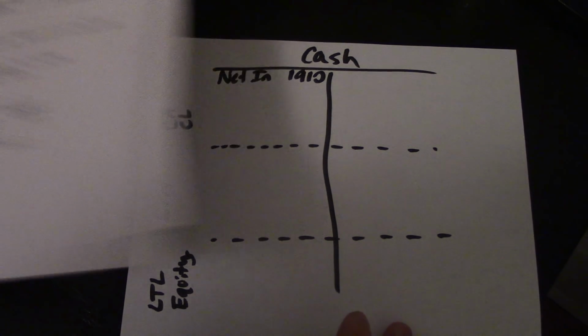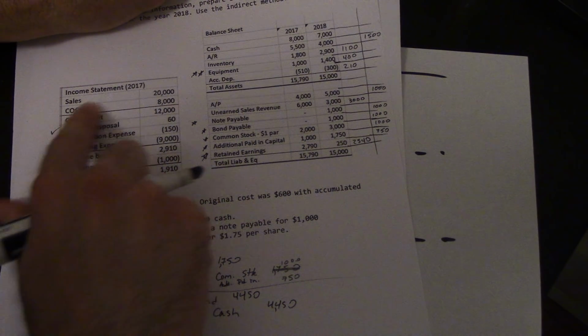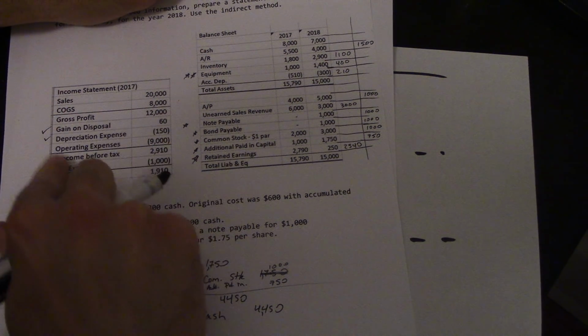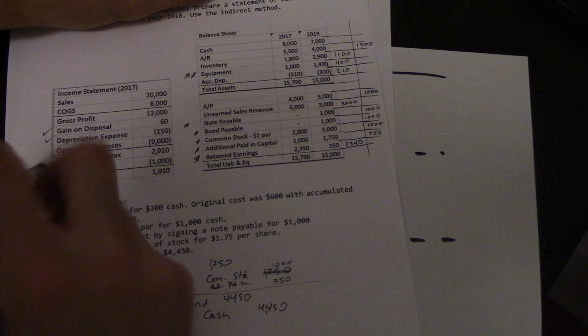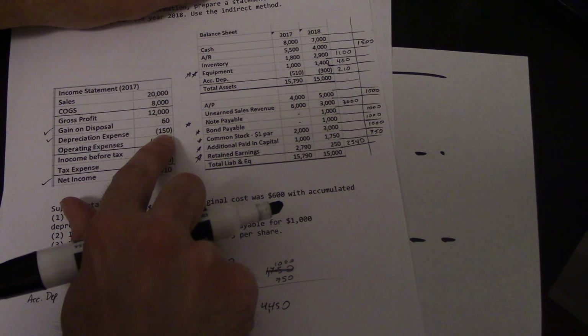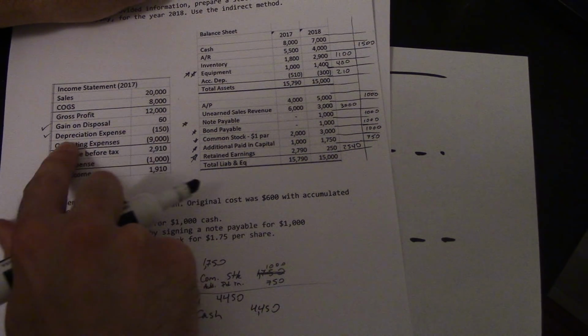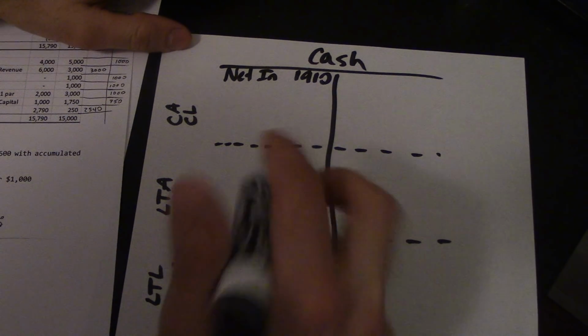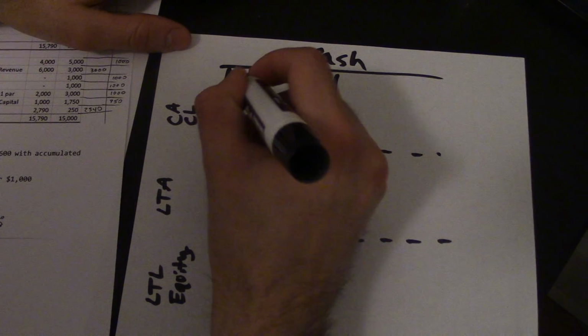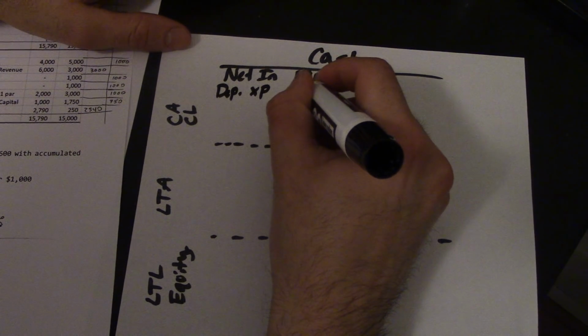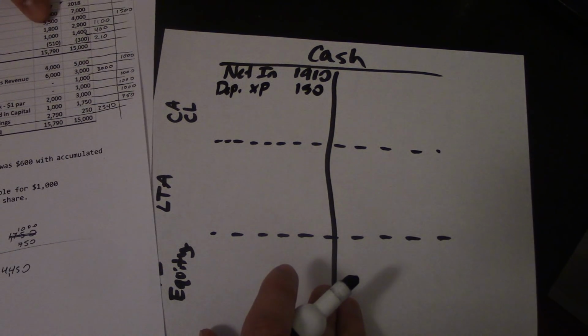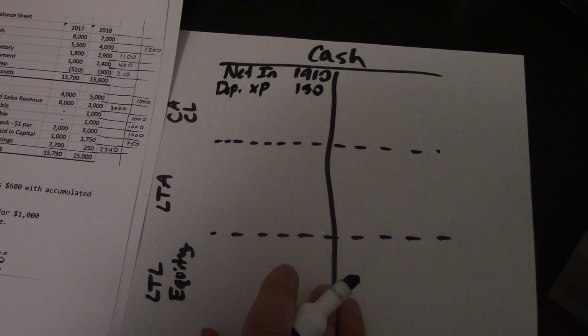Second step is to grab any non-cash expenses. A non-cash expense is depreciation expense. We've got $150 in depreciation expense, and we're going to add that back. Depreciation expense for $150 in our operating section.